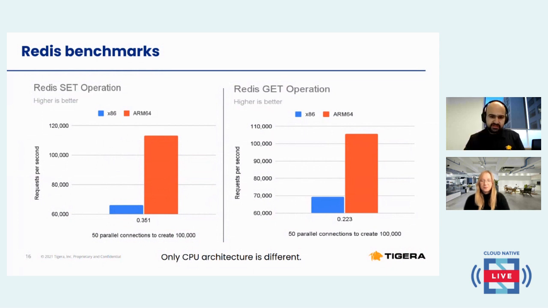Among the operations that Redis can do, GET and SET are two examples of ARM64 performance boost that we can refer to. As you can see in the left picture, in the same amount of time, Redis on an ARM instance can run more than 113,000 SET operations, while an x86 can only do around 6,600 operations. Same is true for GET. As it is shown in the right picture, ARM64 can run more operations than x86 in the same amount of time.